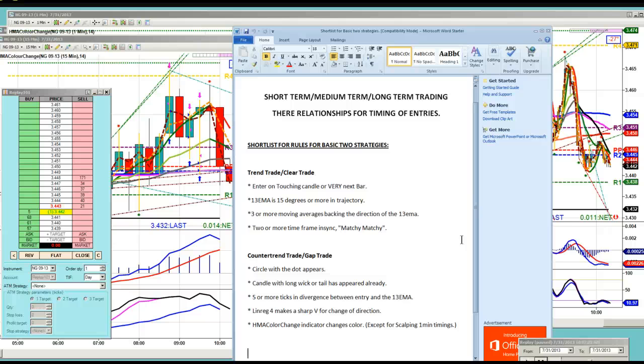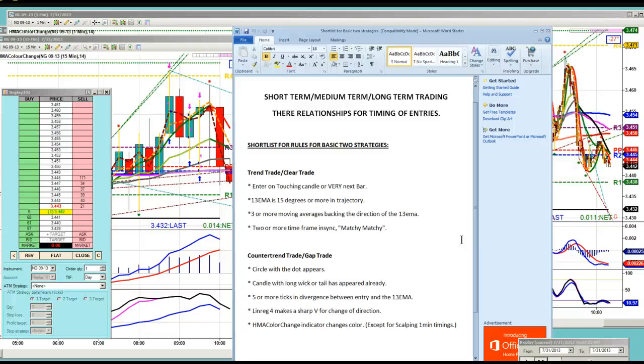To enter or exit, you put more emphasis on the 1, 3, 5, and 15. 3 or more moving averages backing, 13-20 cross, all moving averages in direction, 3 averages fanning, higher time frames. Okay.